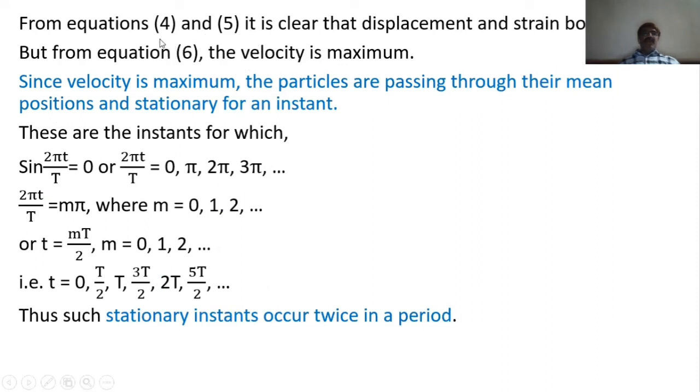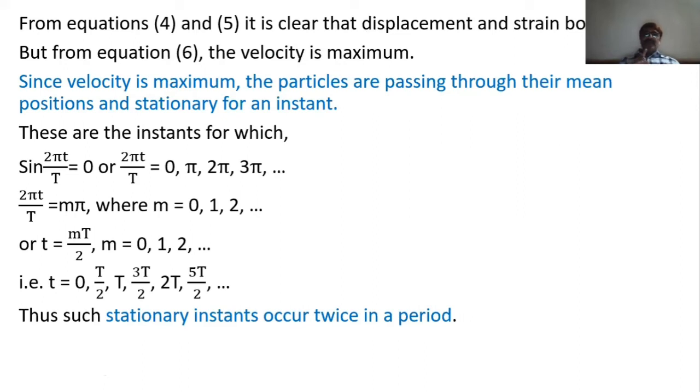Okay, now by putting the values of sine 2πvt/λ equal to 0, from equations 4 and 5, we find that displacement and strain both are 0. But what about from equation 6? Velocity is maximum. And for a particle performing SHM, velocity is maximum when it is passing through its mean position.